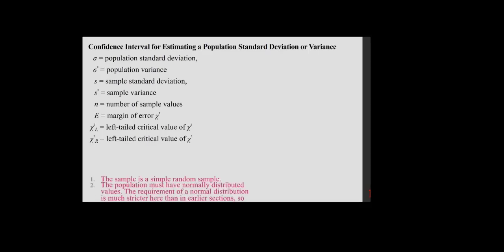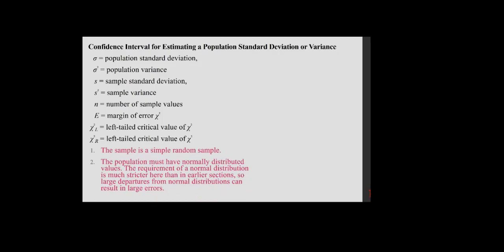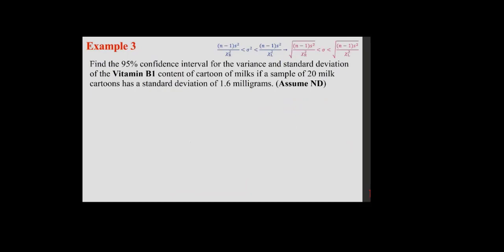The sample is a simple random sample. The population must have normally distributed values. The requirement of a normal distribution is much stricter here than in the earlier sections. And here are the formulas that we showed previously. So sigma squared is between n minus 1 s squared over chi squared of the right and n minus 1 s squared over chi squared of the left. Remember, chi squared of the right is larger than chi squared of the left. That's why the left side, because the denominator is smaller, becomes larger. And again, for the sigma, you really don't have to do much calculation. When that one is done, you just take the root. So we've already discussed that, and those are the formulas.